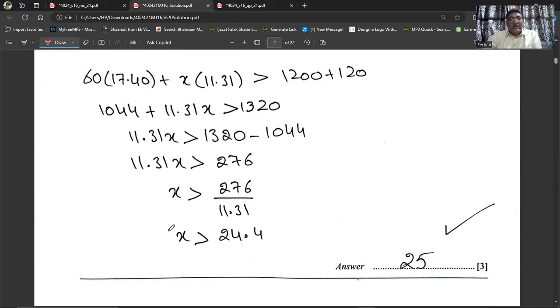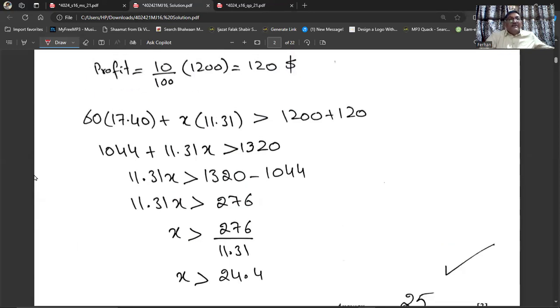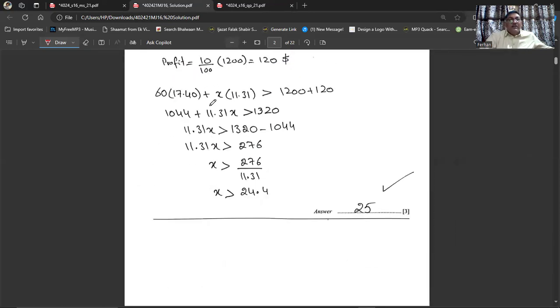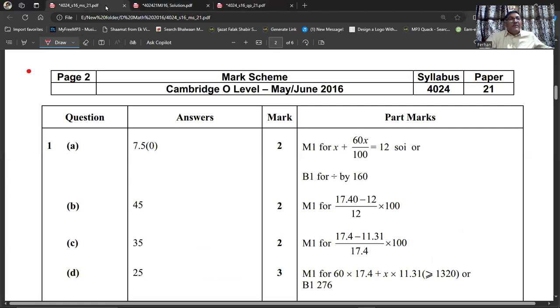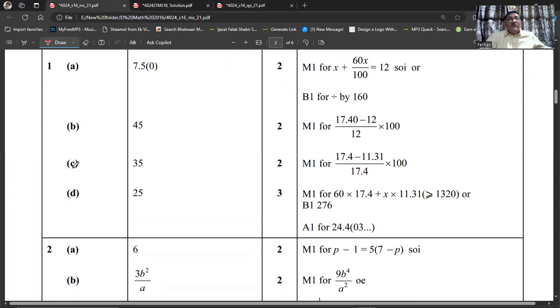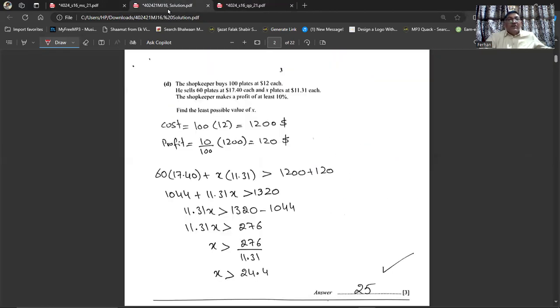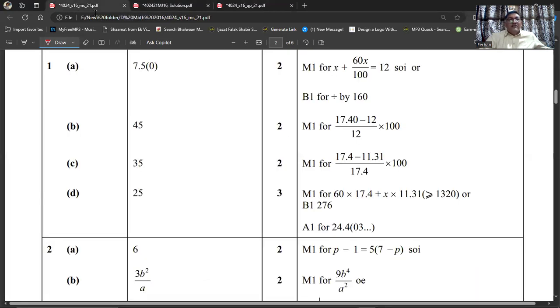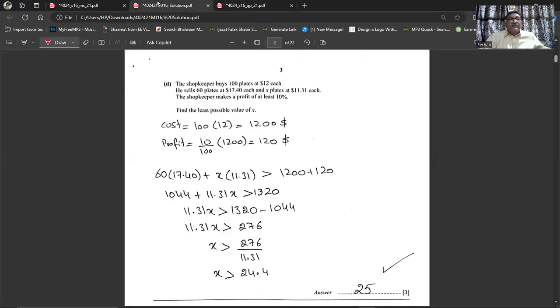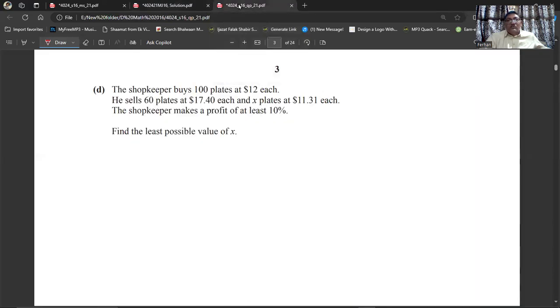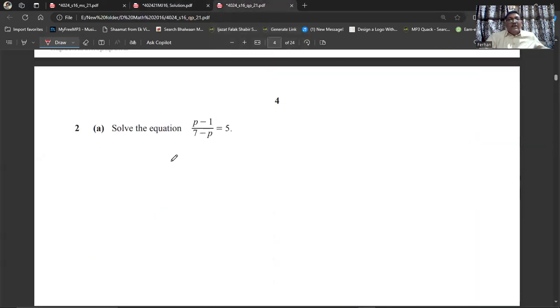So the number of plates sold at the rate of $11.31 must be greater than 24.4 plates. So it means there should be more than 25 plates. 25 is the answer, sir. So 25 plates. At least he has to sell 25 plates at the rate of $11.31. So this is the answer from the marking scheme. Question number 1 is done. This is my solution. So we are going to the next question.